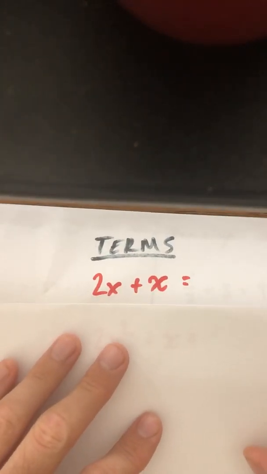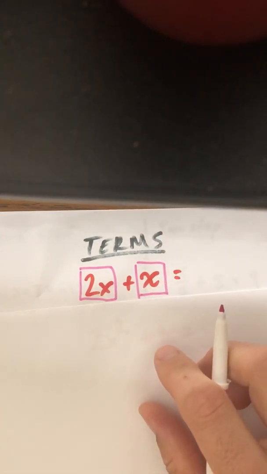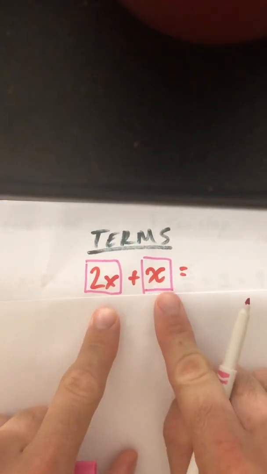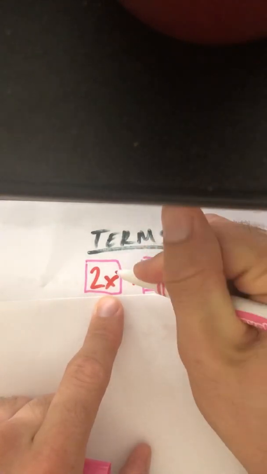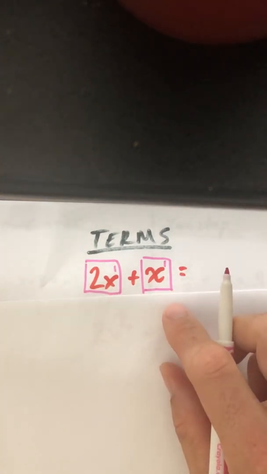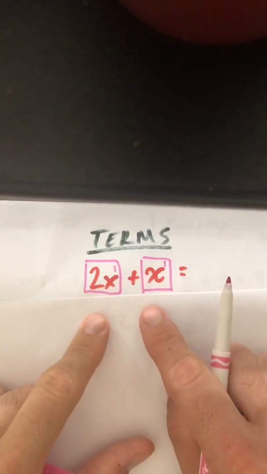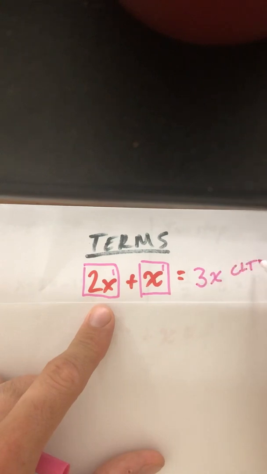So for example, 2x is a term and x is a term. And these two terms are like because x. 2 is the coefficient, x is the variable. There's an exponent of 1, but we don't write the exponent of 1. It's just given. And so because these are alike, 2x plus x, you can combine them. And this is combine like terms.